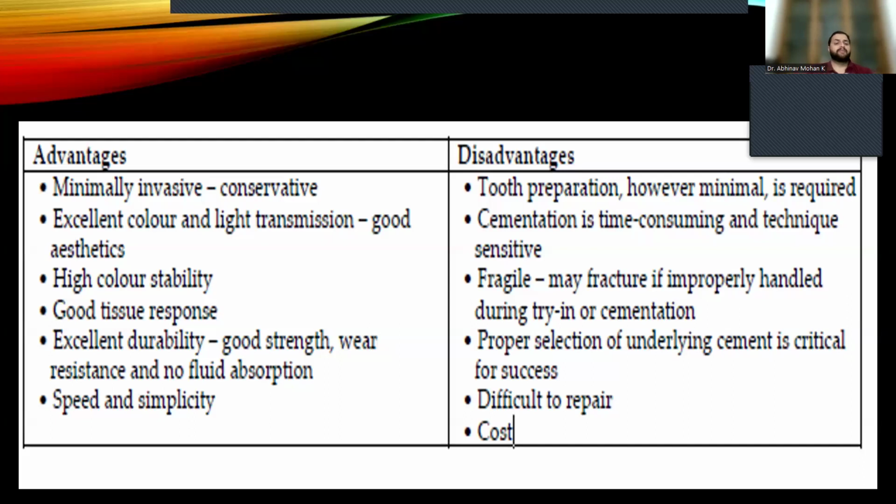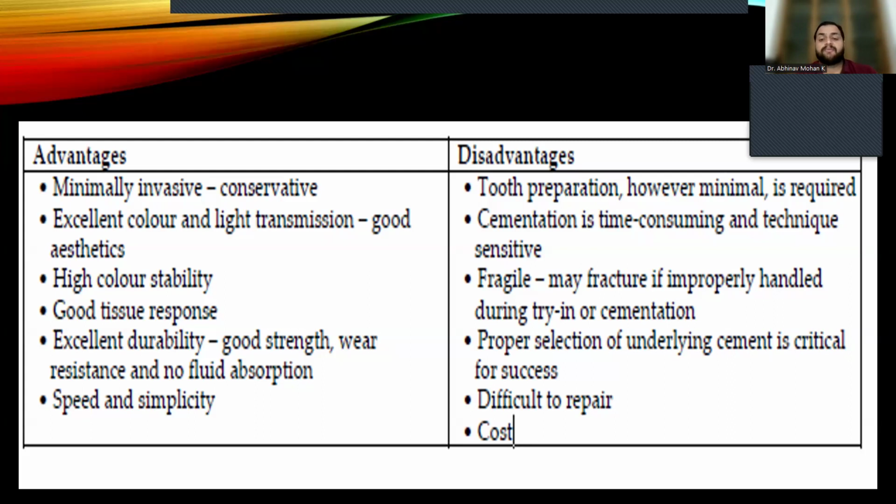Now moving on to the advantages. As we all know, it's a very minimally invasive or very conservative procedure. It can provide excellent color and light transmission with good aesthetics and high color stability, good tissue response, excellent durability, good strength, wear resistance, and no fluid absorption. And the speed and simplicity of the procedure adds to its advantages.